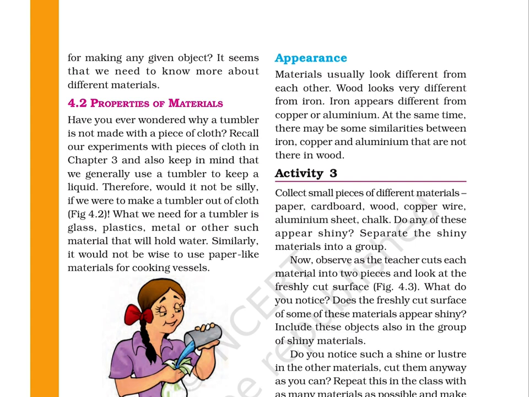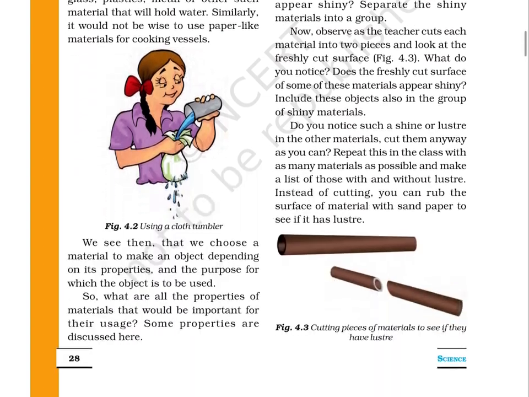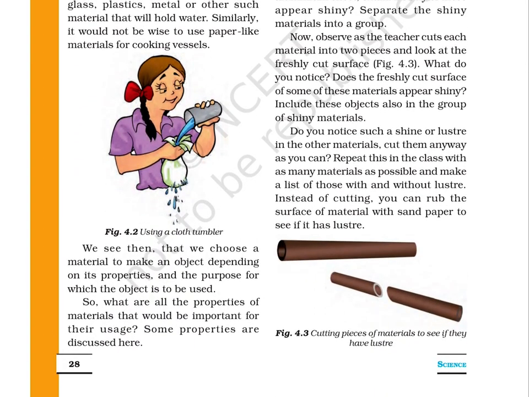Similarly, it would not be wise to use paper-like materials for cooking vessels. Here in figure 4.2, a cloth tumbler is shown which is not able to keep water in it and the water keeps pouring out. We see then that we choose a material to make an object depending on its properties and the purpose for which the object is to be used. So, what are all the properties of materials that would be important for their usage? Some properties are discussed here.